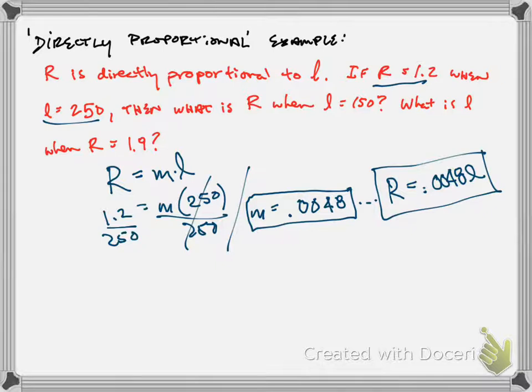Next question is, what is r when L is 150? Well, we know that r is equal to 0.0048 times whatever L is. L is given to be 150, and so r is 0.0048 times 150. In my calculator, multiplying 0.0048 times 150, I'm getting 0.72. And so the answer to that first prompt is r is 0.72, or 72/100ths.